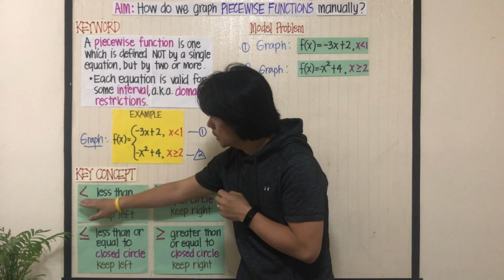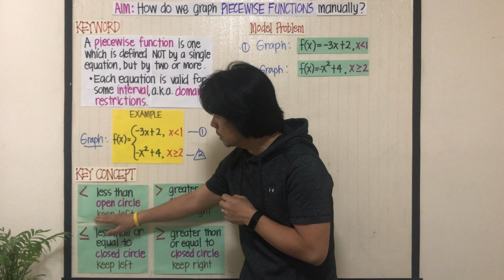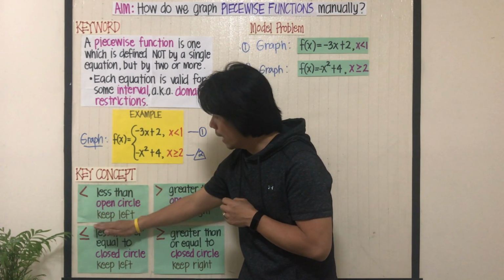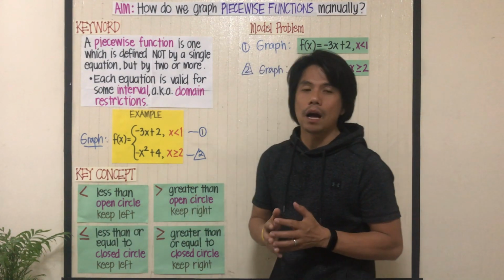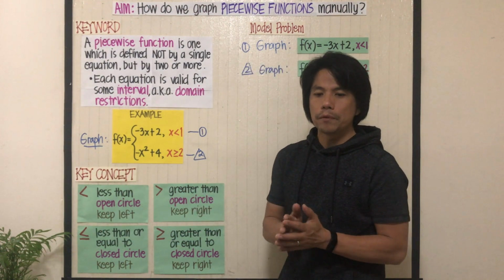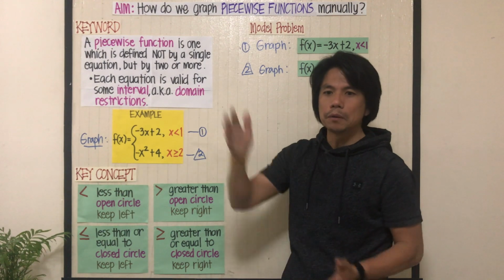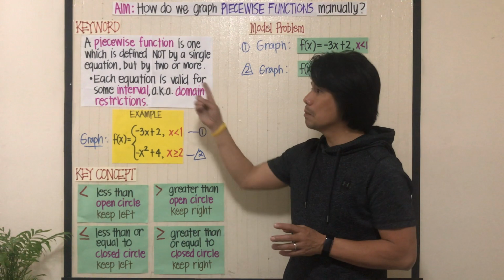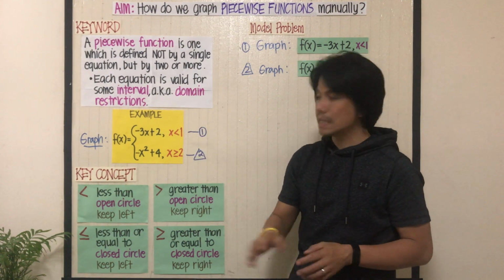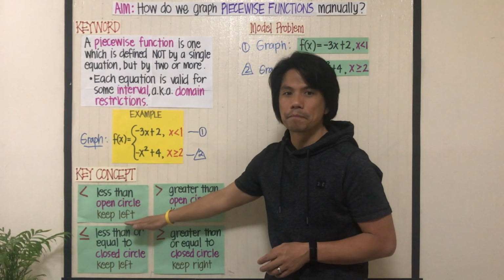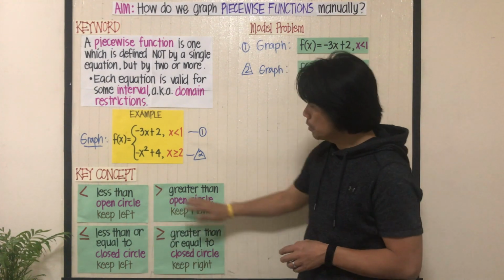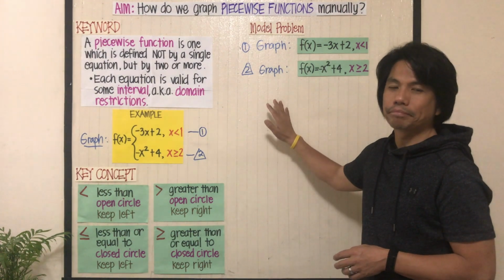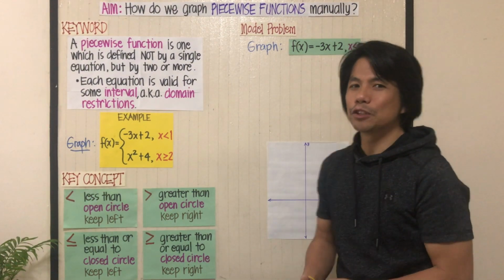Now, if you see a less than symbol, according to the key concept, we need to use an open circle and keep the left side of the graph. So if you have a graph, let's say you have a line, you have to cut it somewhere based on the domain restriction and keep the left part of it. I'm going to show you the rest as we go to the model problem. Alright, now let's go to the model problem.